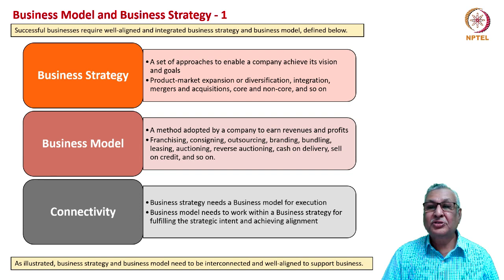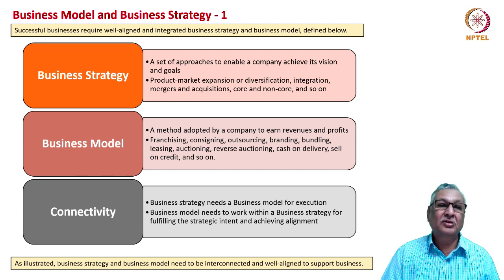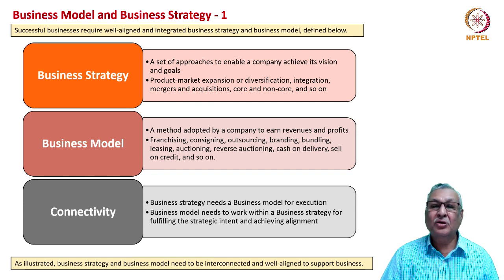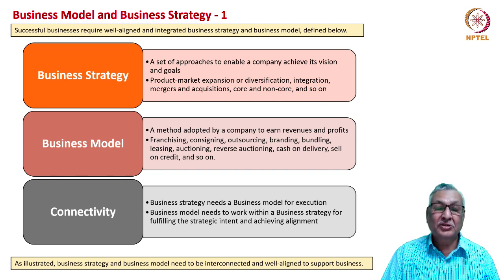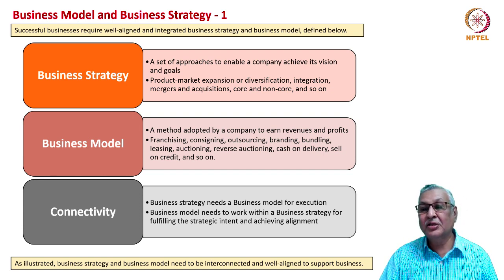Business strategy is a set of approaches to enable a company to achieve its vision and goals. Product market expansion, diversification, integration, mergers and acquisitions, core and non-core products, or core and non-core services, these are all covered by business strategy. But business model is something which converts business strategy into operational results. It is a method adopted by a company to earn revenues and profits. The same method of sales could be carried out through several means: franchising, consigning, outsourcing, branding, bundling, leasing, accounting, reverse auctioning, cash on delivery, sell on credit, and so on.